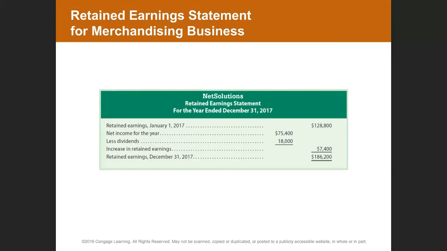Kind of going back to yesterday, how all the statements flow into each other or feed into each other. But then we also take out any dividends, and that gives us our increase or decrease in retained earnings, and then sum all that up to get whatever our retained earnings balance is at the end of the year.